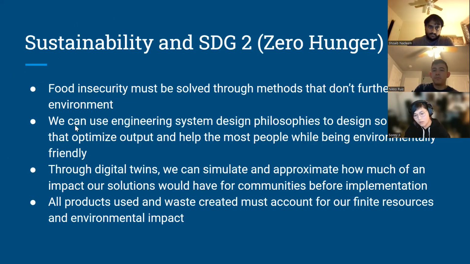Slide. Cool. I'm Sunny, also on group 2, and here's how sustainability and systems thinking relates to SDG 2, which is zero hunger. Food insecurity must be solved through methods that don't further harm the environment. We can use engineering system design philosophies to design solutions that optimize output and help the most people while being environmentally friendly, so that we don't pollute the environment extra through automation or anything like that.